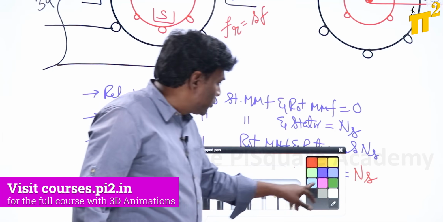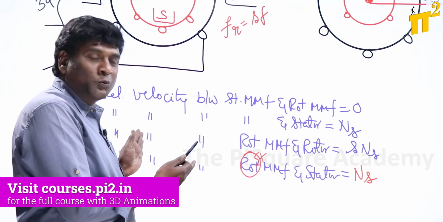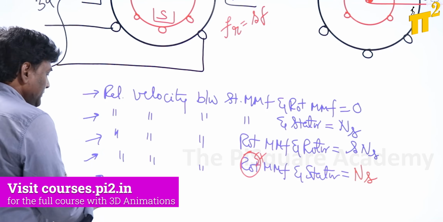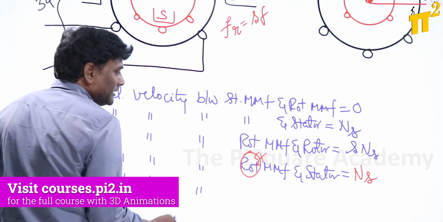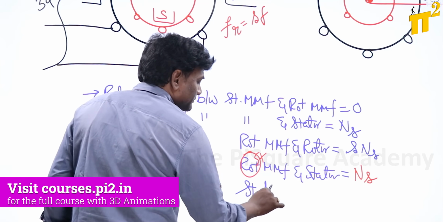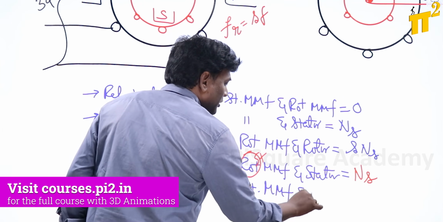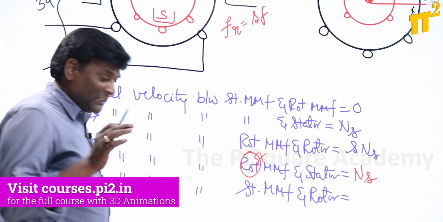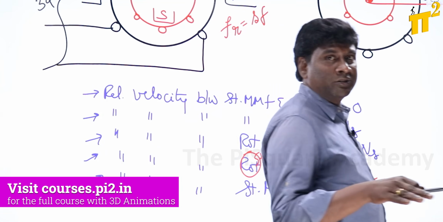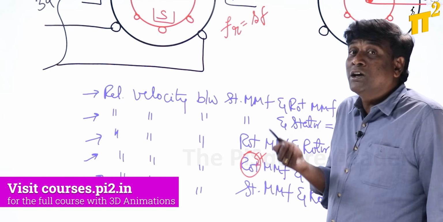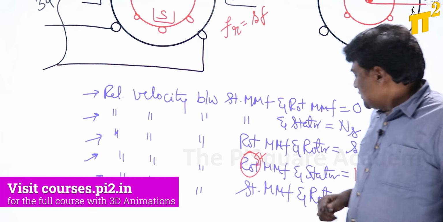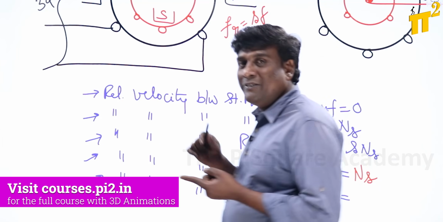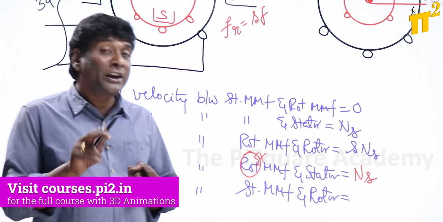Now they can ask one more question, because all these things we are going to extend to rotor fed. They may ask you the relative velocity between stator MMF and rotor. What is the physically existing point here? Before answering any type of question, first of all we have to understand where we are going to sit on the machine. So visualize stator MMF and rotor, and in between, the relative velocity between stator MMF and rotor. Where are you going to sit here?